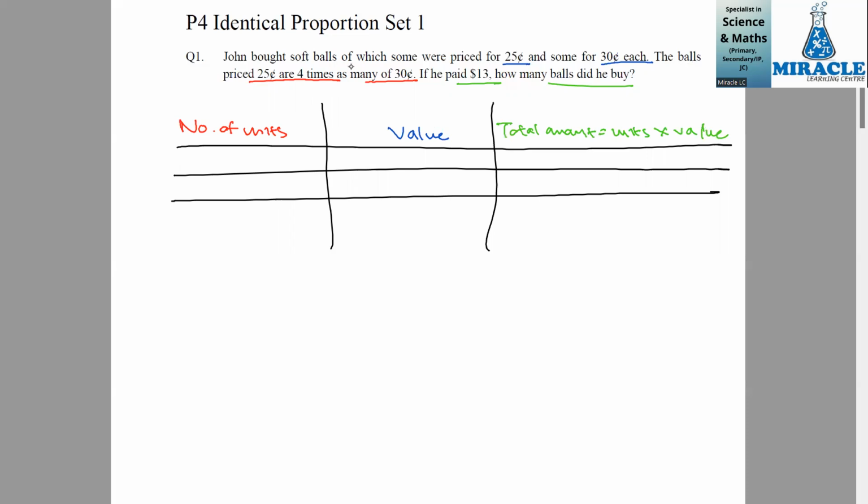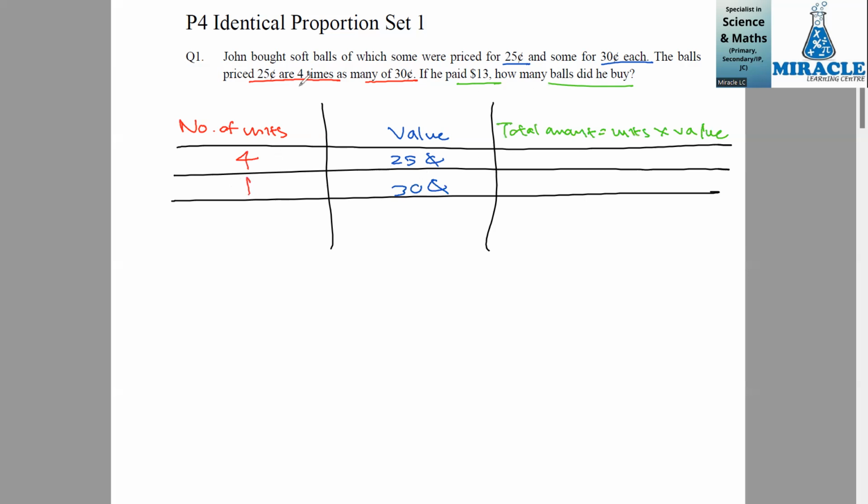So we know that for the values, we have the price of 25 cents and 30 cents. And we know that the balls priced 25 cents are 4 times as many as the 30 cents balls. So for the number of units for the 25 cent balls, we have 4, and for the number of units for the 30 cent balls, we have 1.